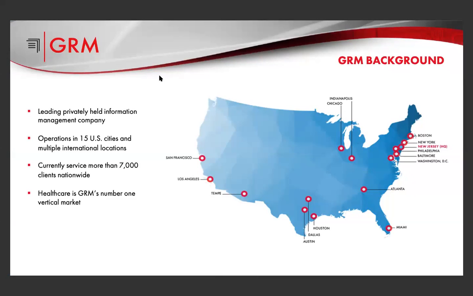So GRM is the largest privately held information management company in the country. We have operations in 15 US cities, multiple international locations, and we currently service more than 7,000 clients nationwide. But by far, healthcare is GRM's #1 vertical market.